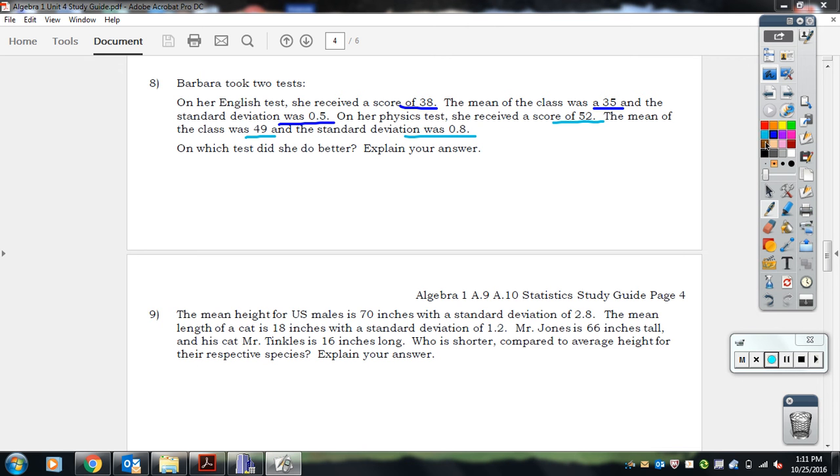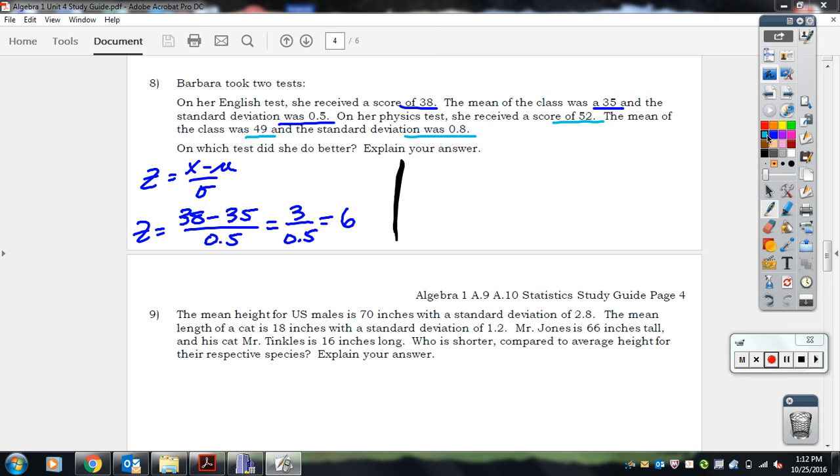Let's start with English. Let's find her z-score, x minus mu all over sigma. So her z-score is her score, which is 38, minus the average, which is 35. So she's above average, divided by 0.5, which is the standard deviation. This is 3 divided by 0.5. Dividing by a half is not dividing by 2. 3 divided by a half is actually 6. So she was 6 standard deviations above, which is pretty darn good.